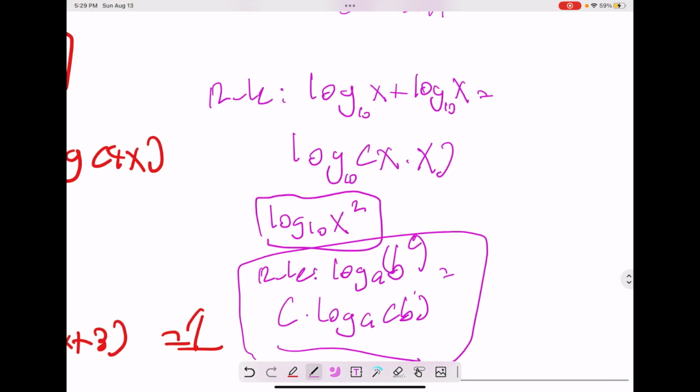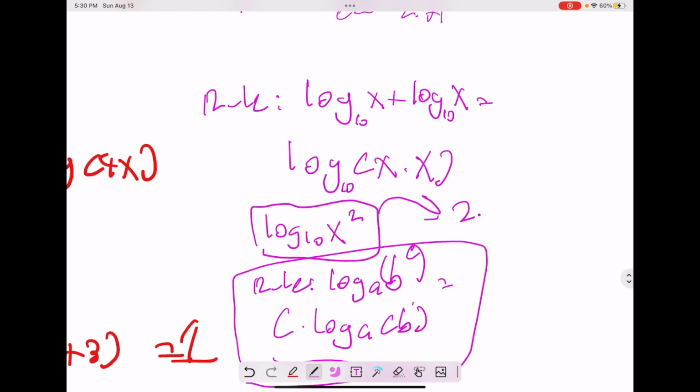And so if we're going to apply this to this equation, we're going to move the exponent on x, and we're going to times it by the whole log equation. We're going to remove it. So we get 2, because that's the exponent. Like, let's say this was a 3, it's going to be 3. But right now it's a 2, so it's going to be 2 times log 10 of x.